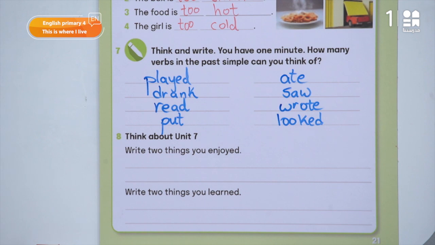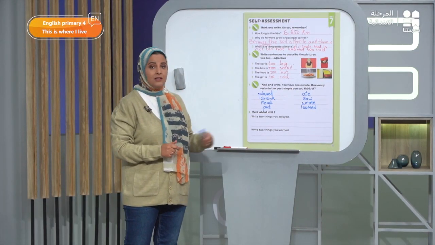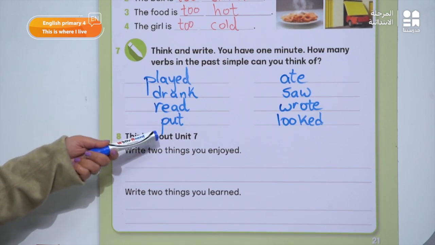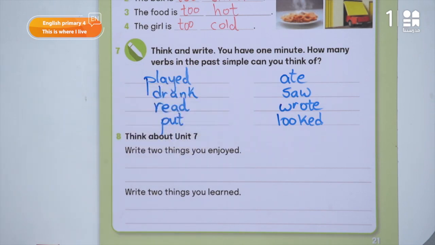طب which verbs are irregular؟ irregular يعني مش بنحط ed في الباست tense. Drank, read، نخلي بالنا ان دي read مش read. Put, ate, saw, and wrote. Very good, my dear boys and girls.